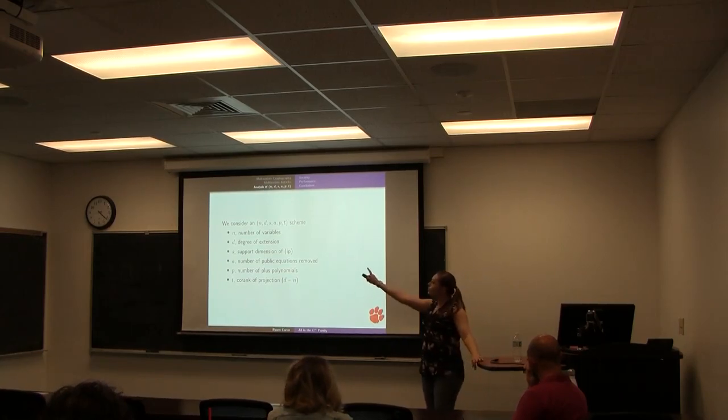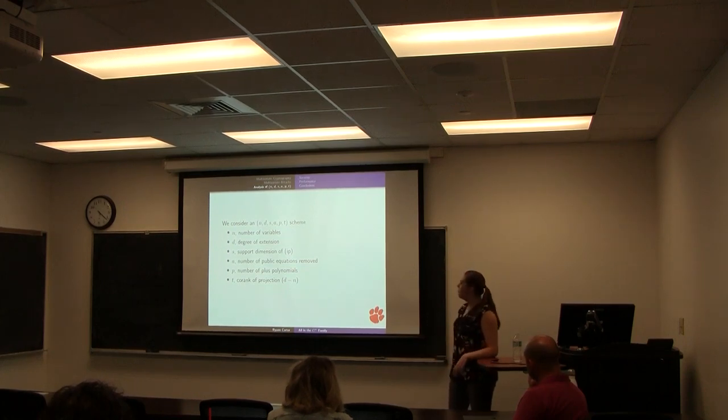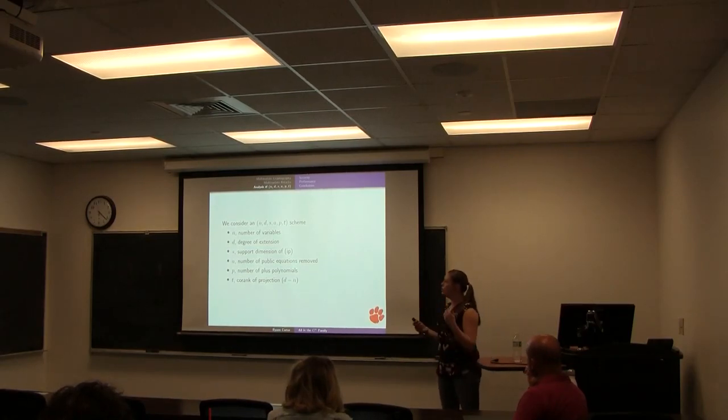And again, what we're talking about is this ND-SAPT scheme, wherein I'm going to have an input that is a vector of length n. K is going to be a degree D extension of F sub q to the D. S is the support dimension of IP. I'm going to delete A public equations. I'm going to append P plus polynomials at the end of my public key. And then T is just the co-rank of the projection.